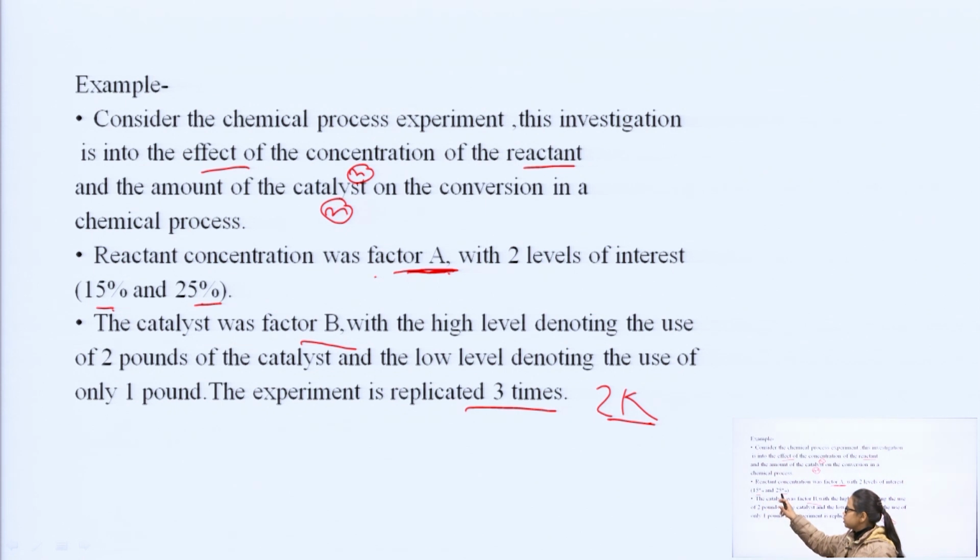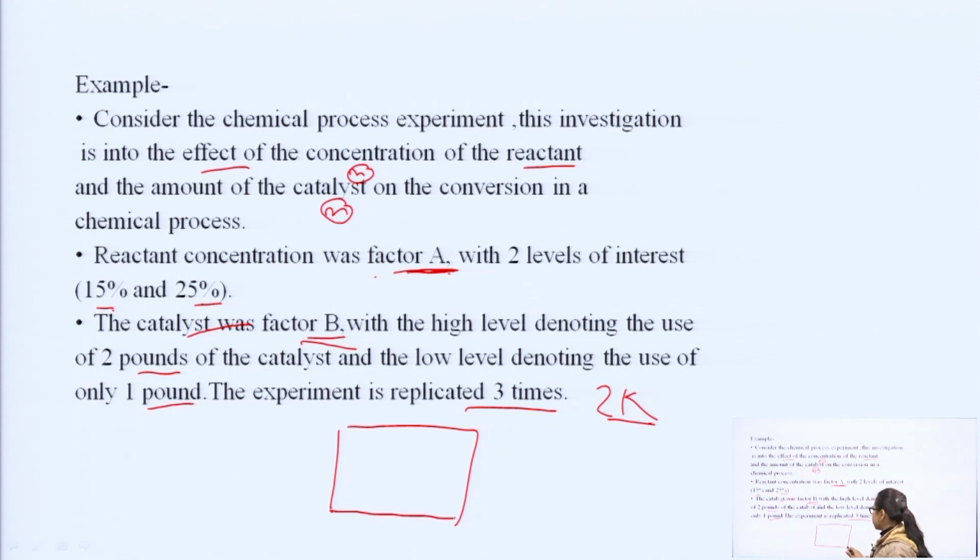Factor A is 15% and 20%, and the second factor, factor B, is catalyst concentration, the catalyst amount. The first amount is 2 pound and the second amount is 1 pound. So there are 4 runs, for example here 15%, 25%, 1 pound, 1 pound, 2 pound, 2 pound. And this experiment is replicated 3 times.